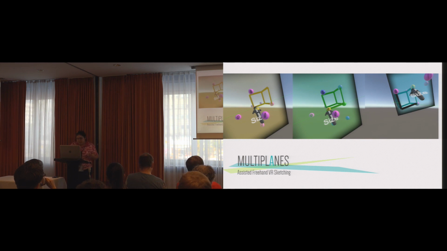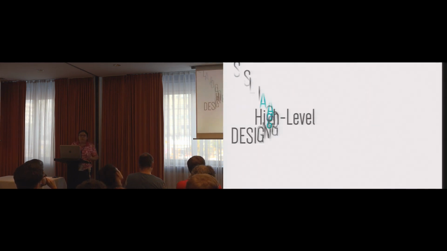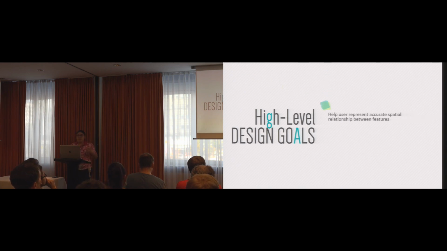And yeah, so thinking about that, we have these high-level design goals. The first one is we want users to be more accurate in the spatial relationship between their strokes. And the second one is we want to reduce the user effort to draw accurate shapes. So what this means is that we want users to have the flexibility of freehand drawing, where they control the stroke and don't have to learn other user interface methods, but at the same time they can do perfect shapes.